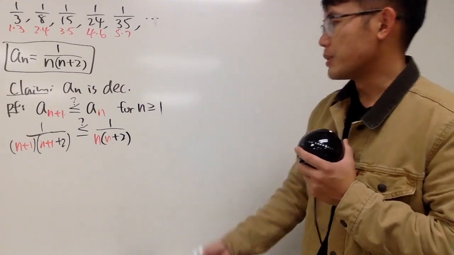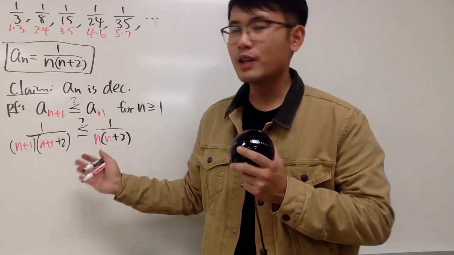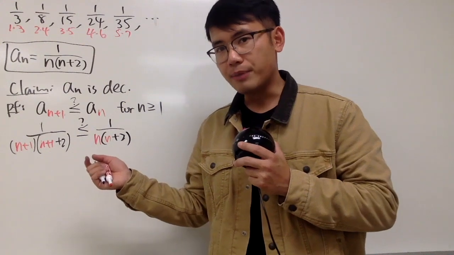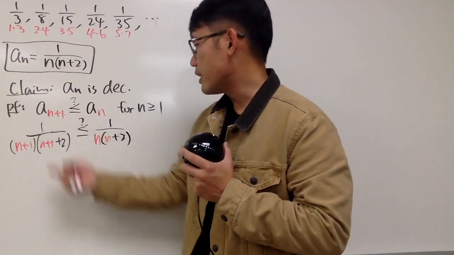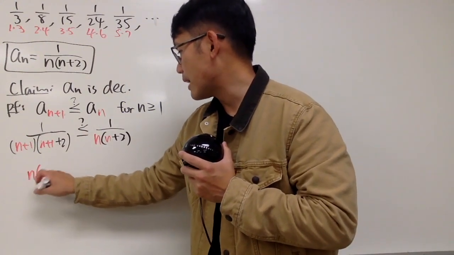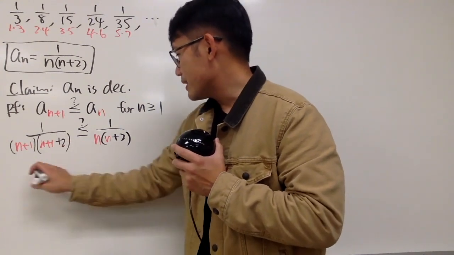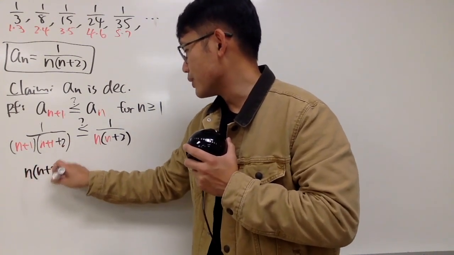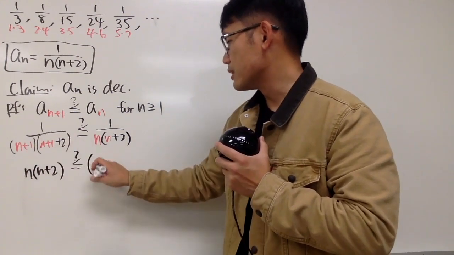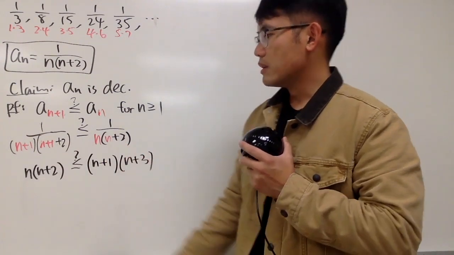Now, we can just do some algebra, and perhaps we can just cross multiply, because everybody is positive. Cross multiplying is pretty easy, and we don't have to worry about switching the inequality symbol. Now, let me just move this to there. So we get n times (n plus 2). Is this less than or equal to this times that, which is (n plus 1) times (n plus 3) pretty much? Now, is this true?